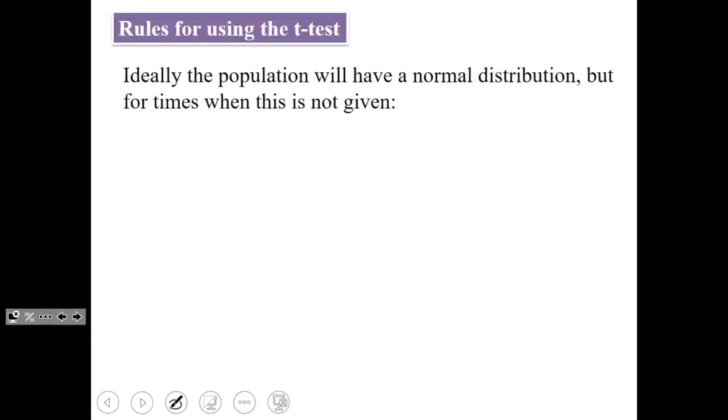So also some rules for how we can use the t-test. Now, ideally, the population has a normal distribution. There are some things we've said have a normal distribution. If we want to talk about the height of men, that's generally normally distributed. The height of women, normally distributed. SAT scores, ACT scores, IQ test scores, these things are generally normally distributed. But a lot of the things in the world are not truly normally distributed. So here's what we can do.